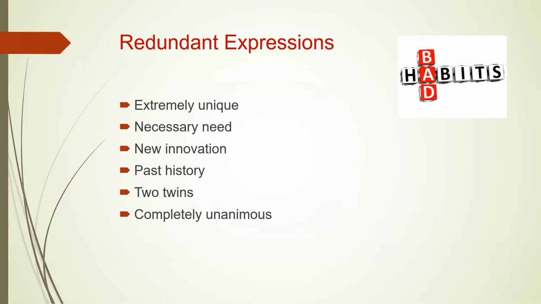2 twins. That's actually 4 people. Twins means 2. Completely unanimous. Unanimous means everyone agrees, so you don't need the word completely. Redundant expressions are also bad habits to avoid.